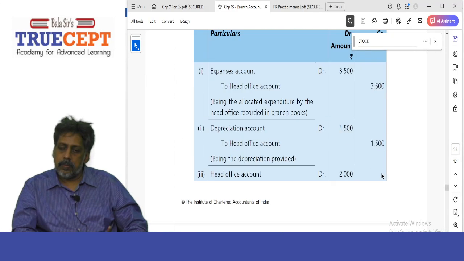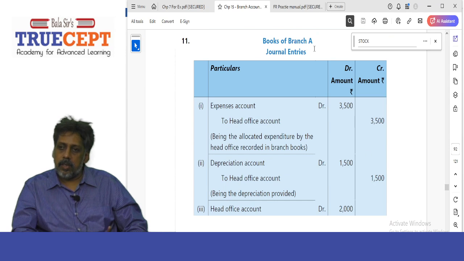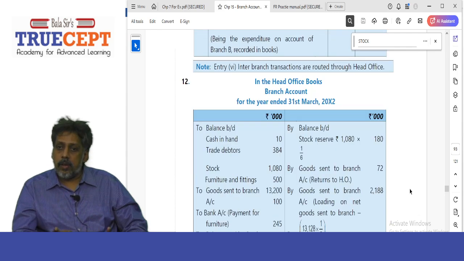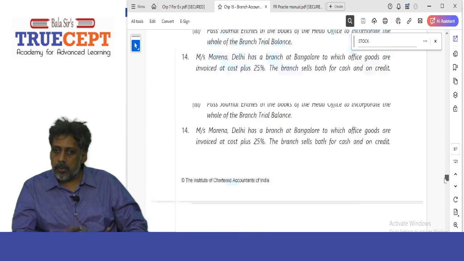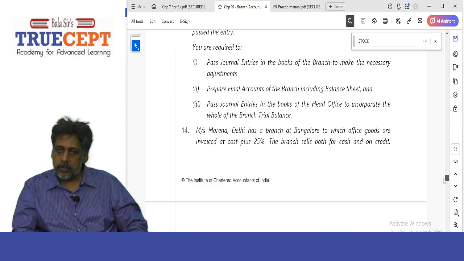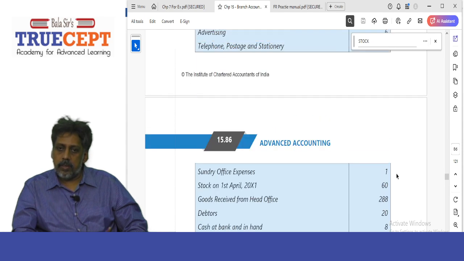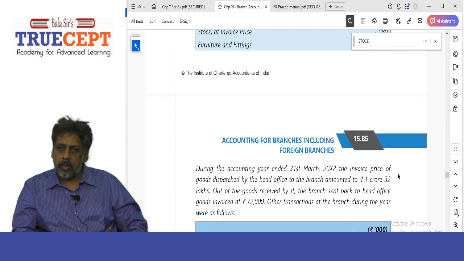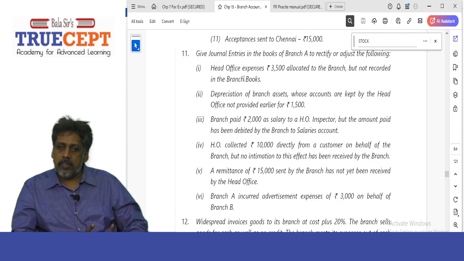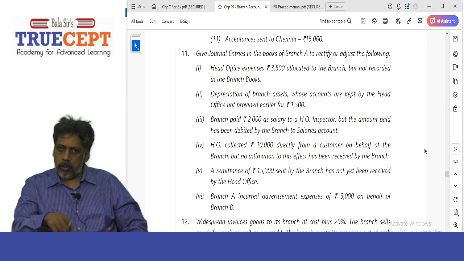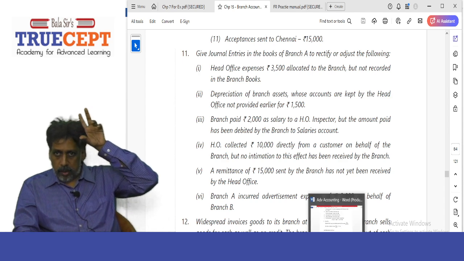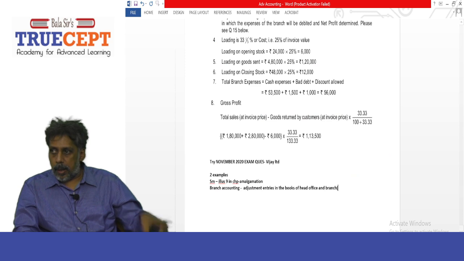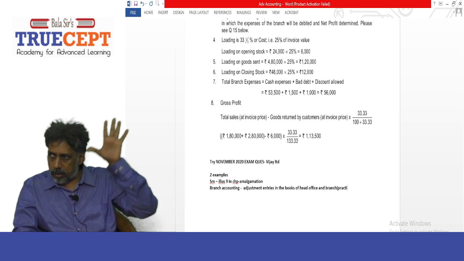Mumbai, Delhi, that's what we discussed. The 11th sum is there. Books of branch A. Exactly, adjusting entries. It's a journal entry. What is the question asked? Let me check the question. It is a practice question: journal entries in the books of branch A to rectify, only for the branch. Go through this example. So that is practice question number 11 in your study material. Go through this example really well.